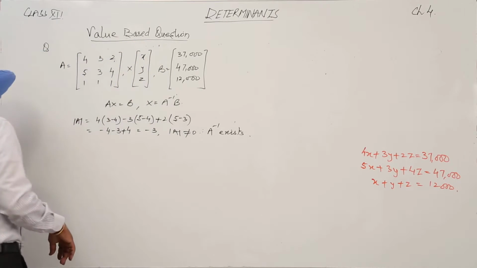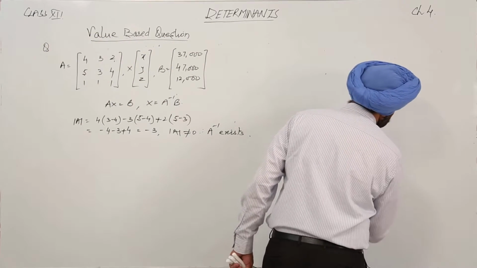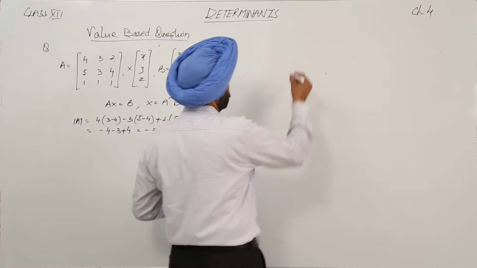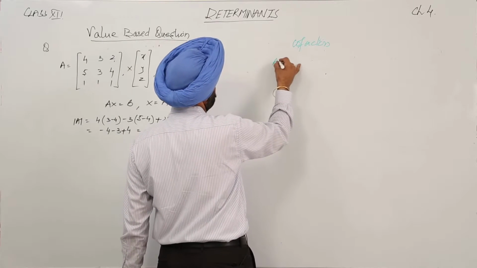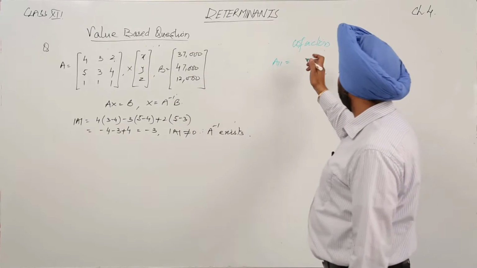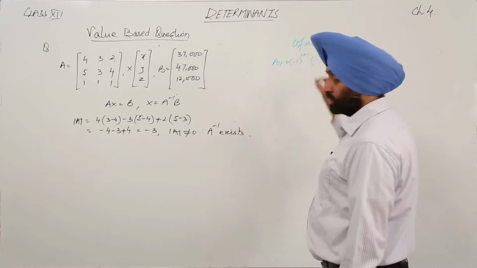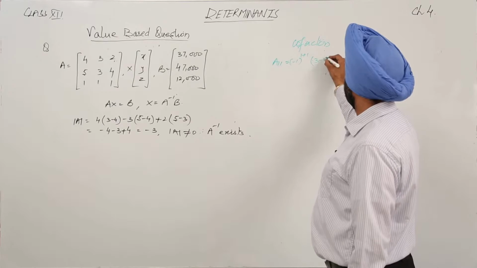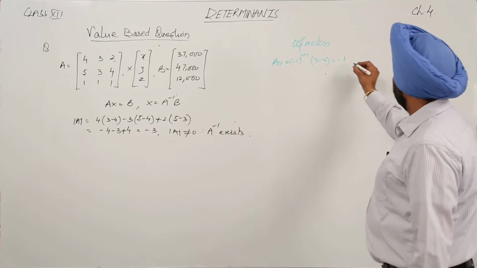Now we have to find the cofactors. First A11, which is minus 1 raised to 1 plus 1 times the minor. A11 is 3 minus 4, so we are having minus 1. Then A12.